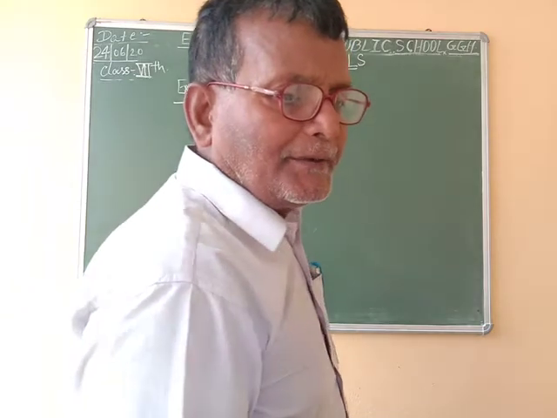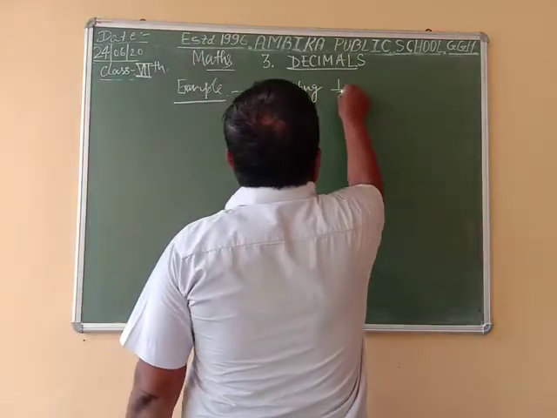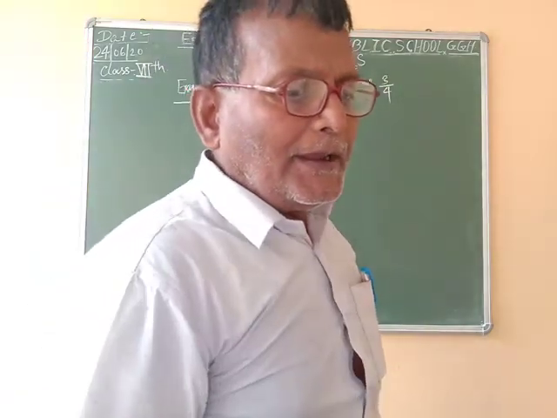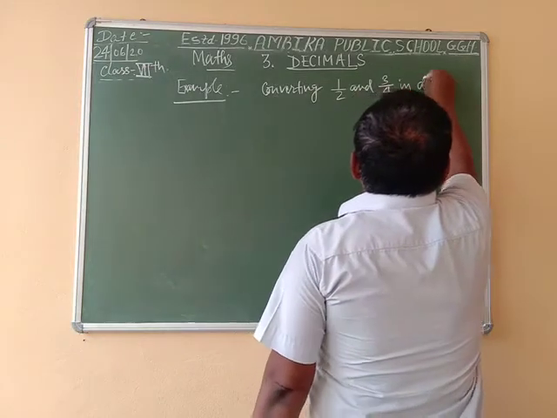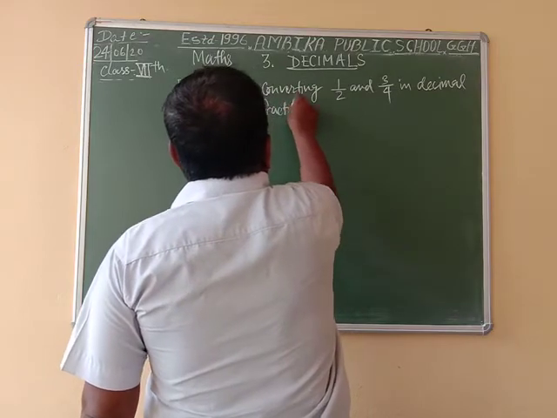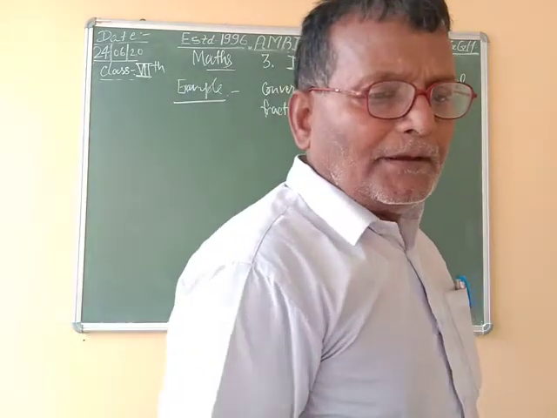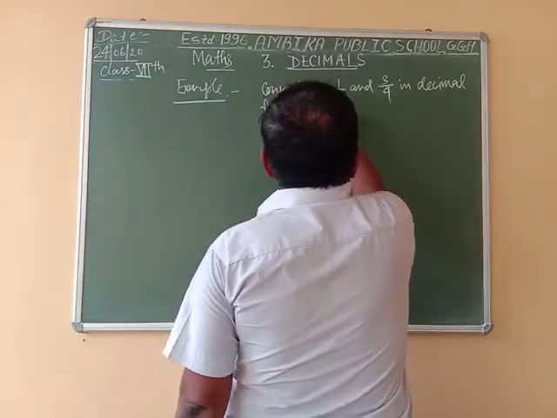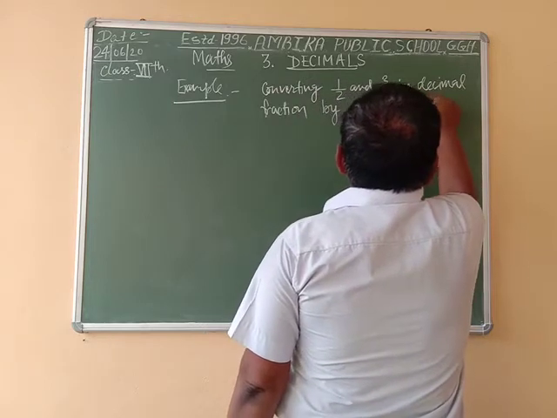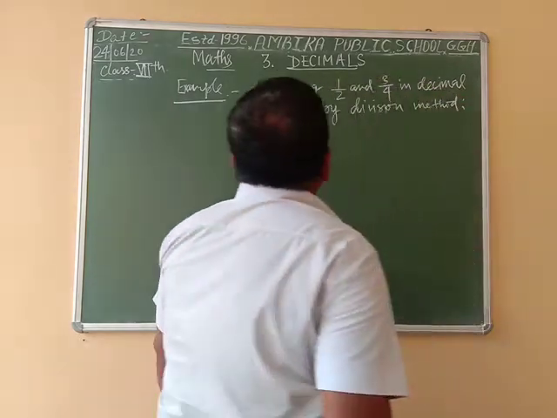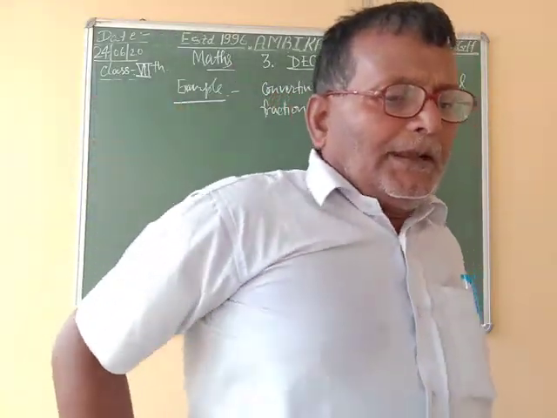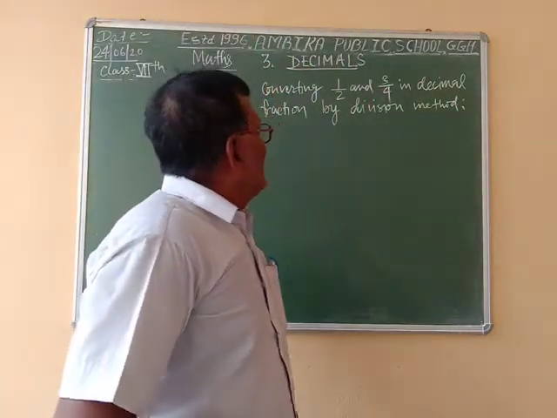Now one more example I am going to do. Converting 1 by 2 and 3 by 4 into decimal fractions by the division method.